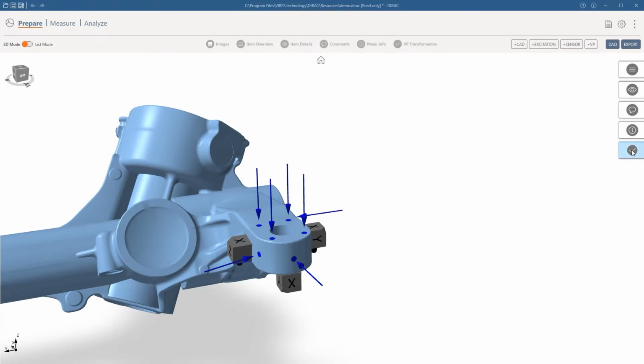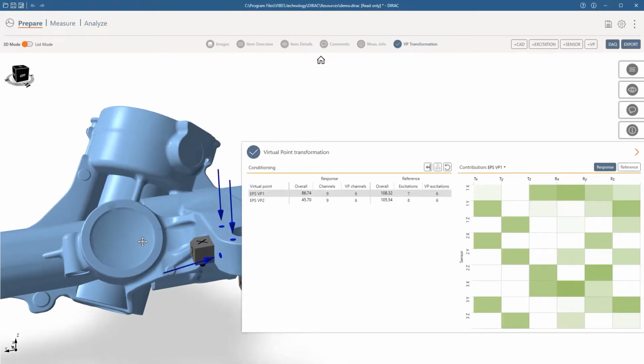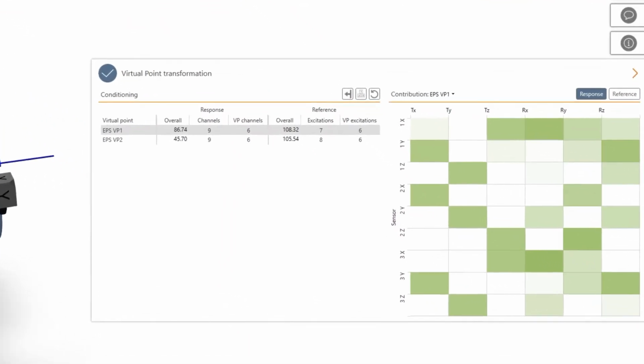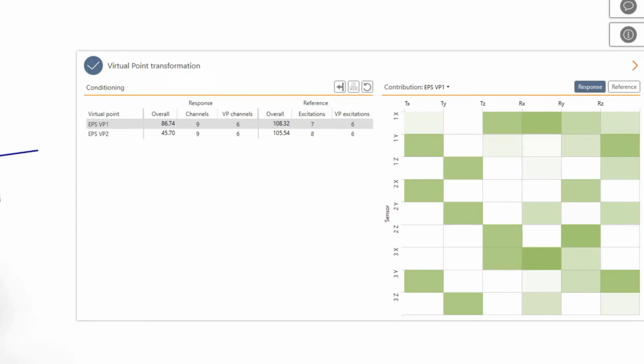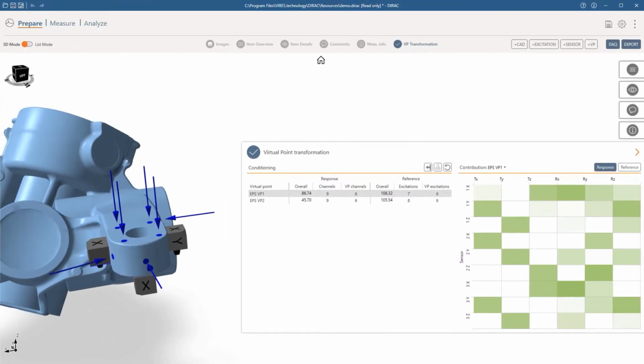When I check virtual point transformation, I start by looking at the overall conditioning number. The conditioning number is computed separately for the transformation matrix of the responses and the forces. In a nutshell, it represents how sensitive the VP transformation is to errors in the placement and measurements of the forces and responses. So your goal should be to make it as small as possible. Good VP setups usually have a conditioning below 100.